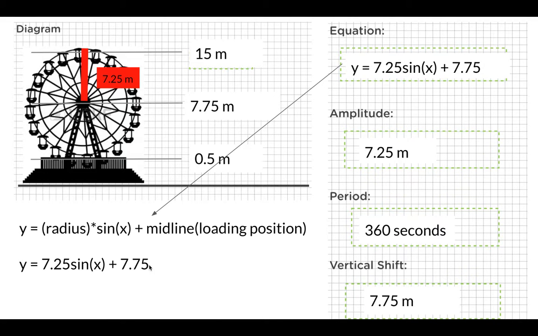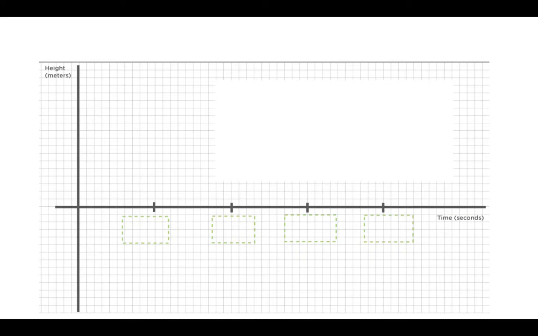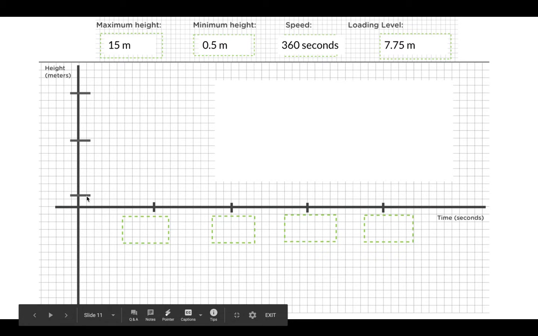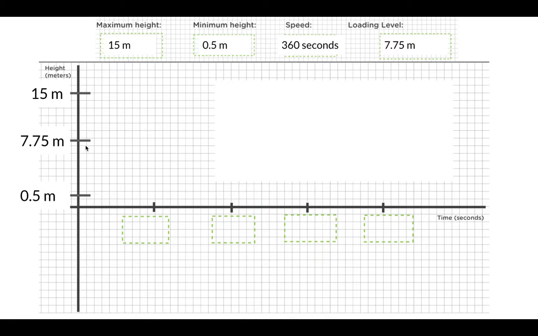Okay, so now that I have the diagram and these 4 things, let's go on to our graph. I've got my 4 things from the description right up on top. I want to mark my max, my min, and my midline. So I know that's given. My max is 15 meters, my midline is 7.75 meters, and my minimum is 0.5 meters.